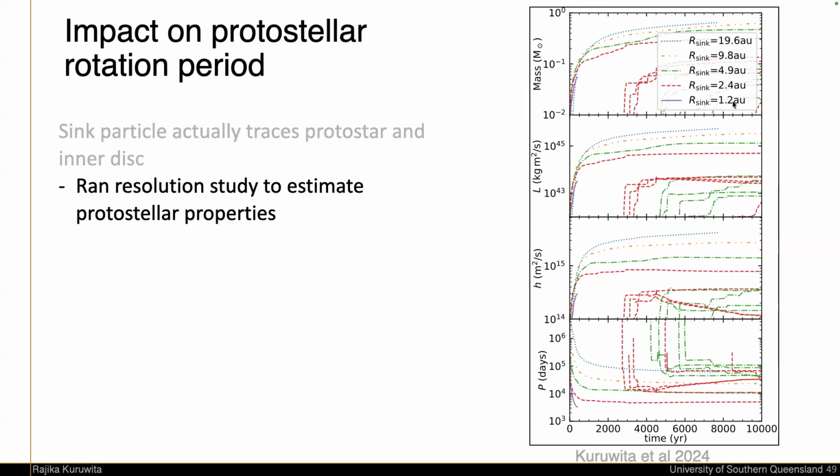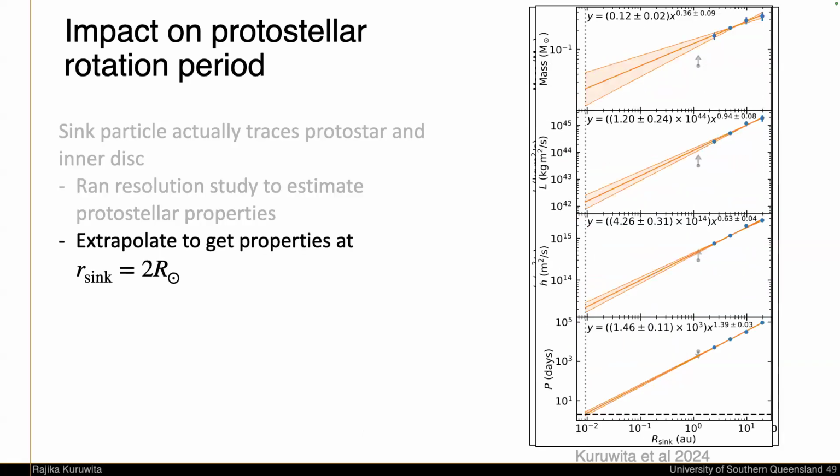sink particle size was 1.2 AU. So we can use these trends to extrapolate down to the surface of the protostar. So we take a typical low mass protostar radius of about 2 solar radii. That seems to be appropriate based on pre-stellar evolution models. And if we can start to resolve down to the stellar surface, which is these gray lines, we can start to approach the 2-day period that defines fast rotators here.